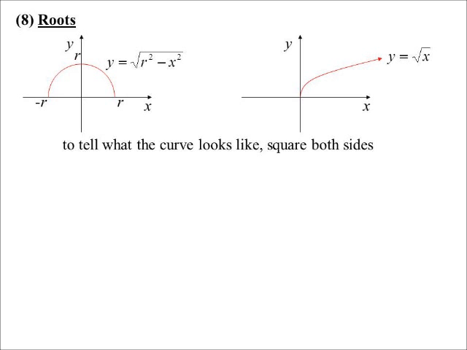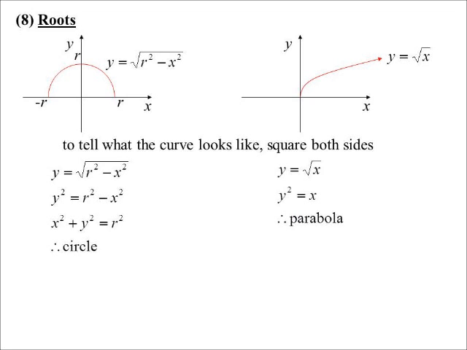Now, if you're unsure and you just see the equation, well, the easiest way of telling with these root ones is square both sides, and then it'll become more obvious which curve you chopped in half. So, if we were unsure with this one, square both sides, we get y squared is r squared minus x squared. We can rearrange that, and we get the equation of the circle. So, righto, it was the circle we chopped in half. And because it's the positive square root, I must have the top half of the circle.